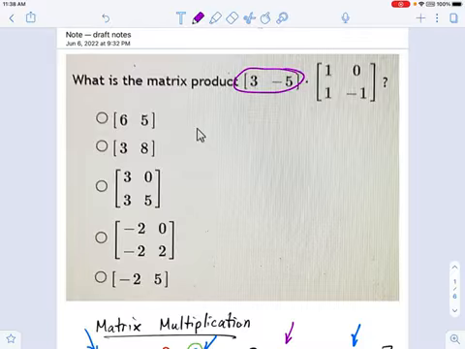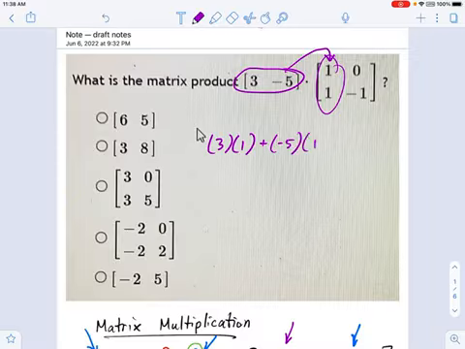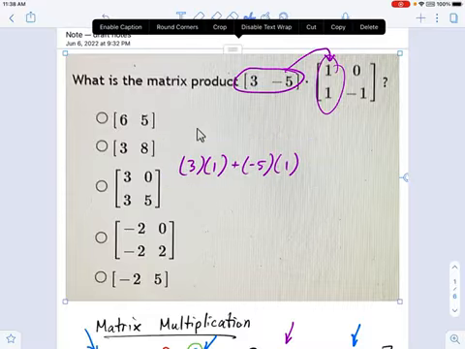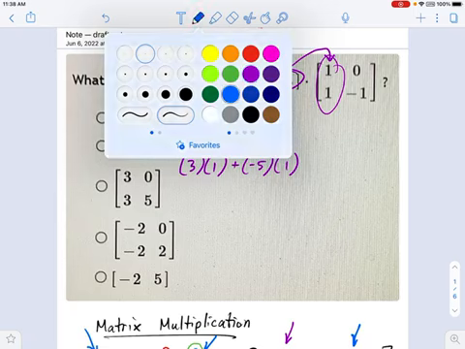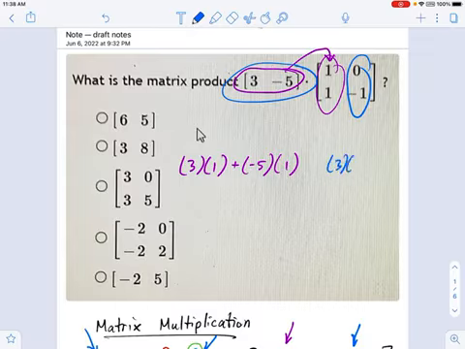I'm taking this row, and I'm multiplying it by this column. So what I get is 3 times 1 plus negative 5 times 1. Okay, that's going to be the first entry in this matrix that I'm making, this product of the two matrices. And now let's take the next example. I'm going to take this row again in blue times this column in blue. So I get 3 times 0, that's easy, plus negative 5 times negative 1.